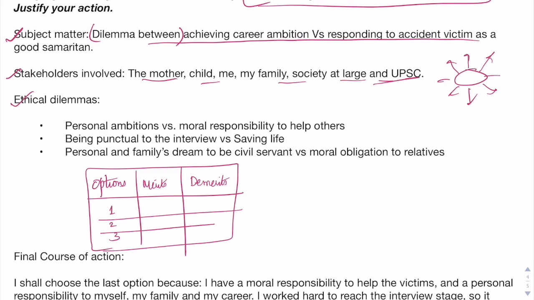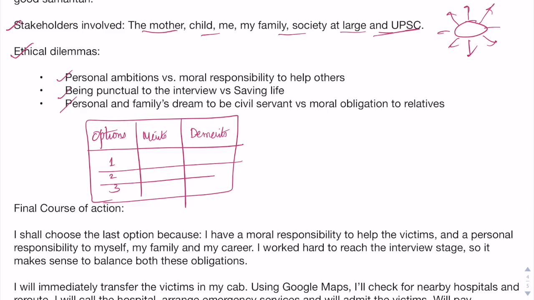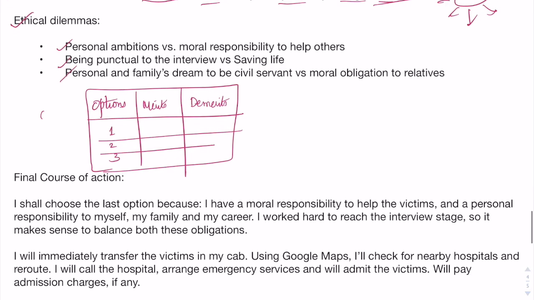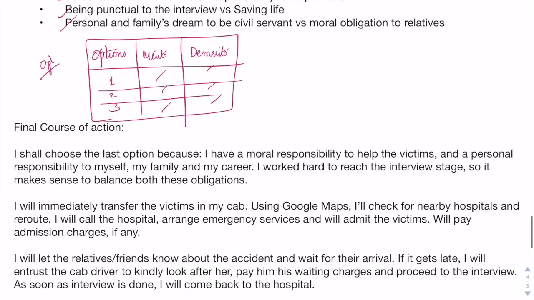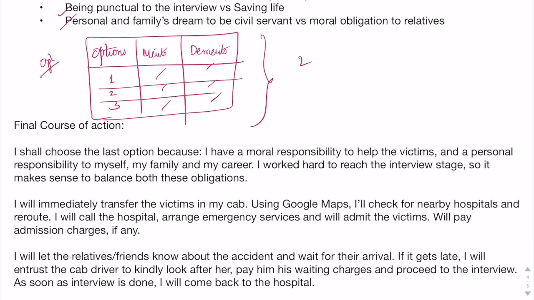Then comes the ethical dilemmas. You list out 2-3 in short bullet points. Then you discuss the options available, where you list out 1, 2, 3, each with merits and demerits. In these options, 2 will tend to be extreme options where you let go of one and then choose the other one, and the third option would be something practical, which will be a balance of the two, where you try to get the victims to the hospital and at the same time try to reach the interview in time.